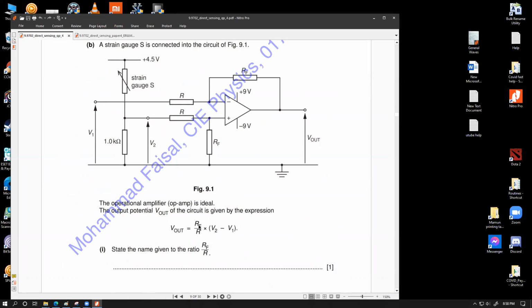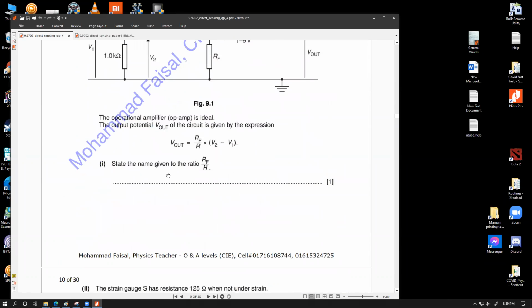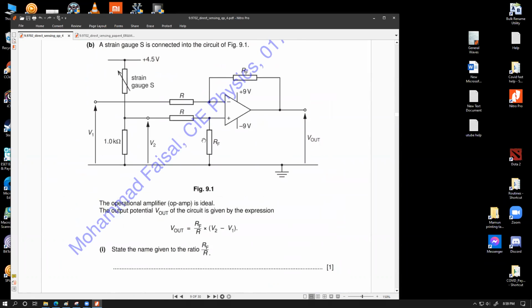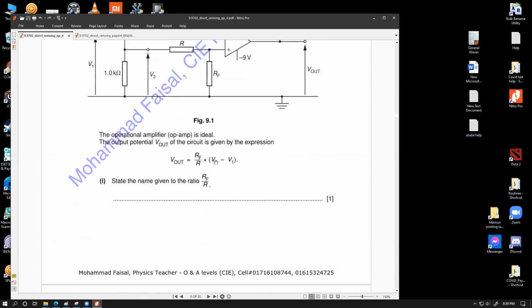V out equals RF by R into (V2 minus V1). State the name of the gain ratio. This is the amplification, or gain. The strain gauge has a resistance of 125 ohm when not under strain. Calculate the magnitude of V1 such that when the strain gauge is not strained, the output V out is 0. If we want the output to be 0, then both of these values have to be equal. That's the only way you can make this 0, because these two numbers have physical values, and only if they are precisely equal can you get the output 0.